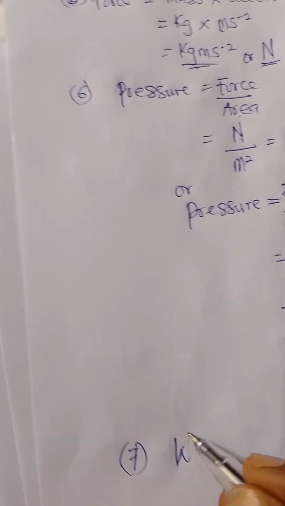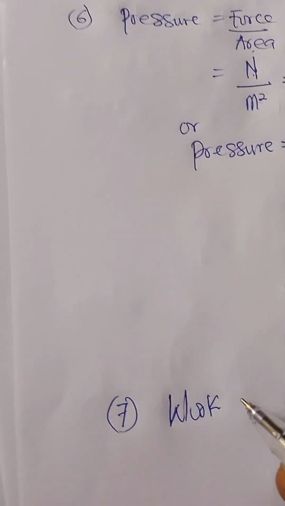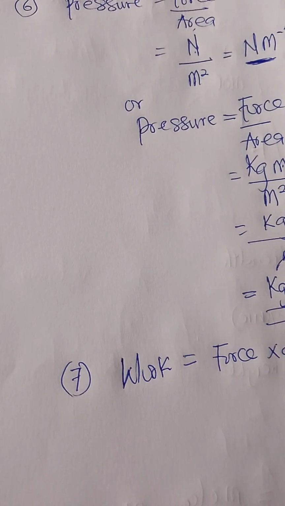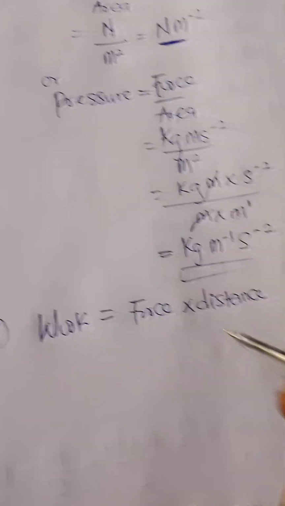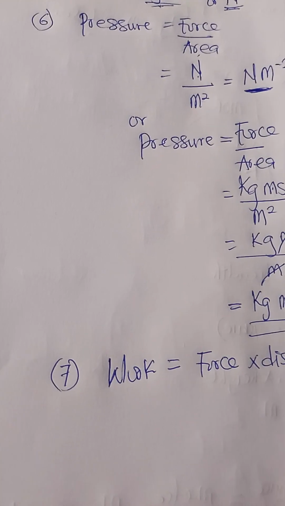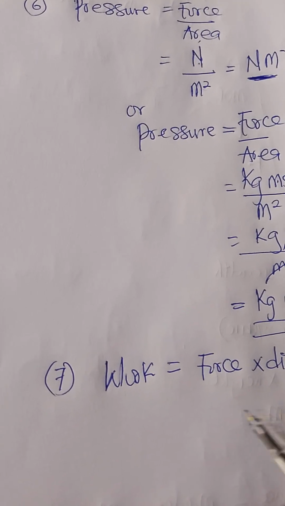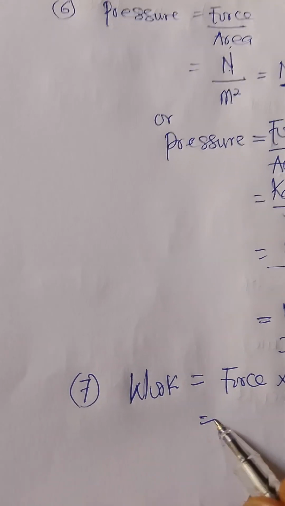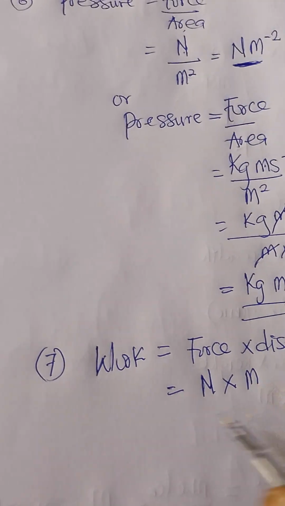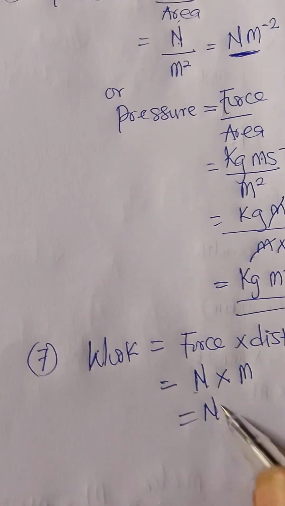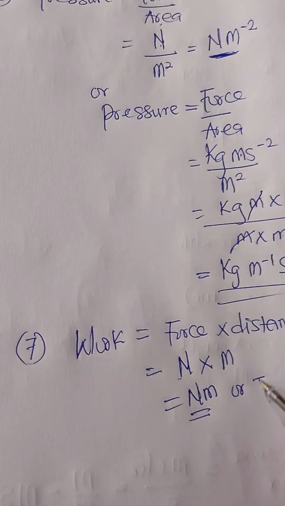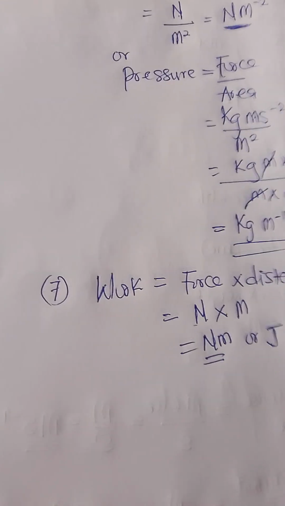Let's take work. The formula for work is force times distance. Feel free to pause the video at any time you're confused and go back to it. So force times distance is unit for work. So our unit for force, I can use Newton, then distance is meter. If I multiply this with this, I'm going to have Newton meter. So Newton meter is unit for work, or I can call it joule. Joule is also unit for work.